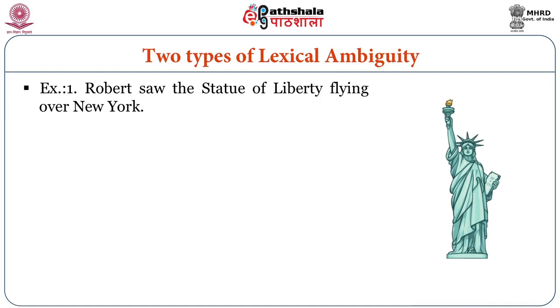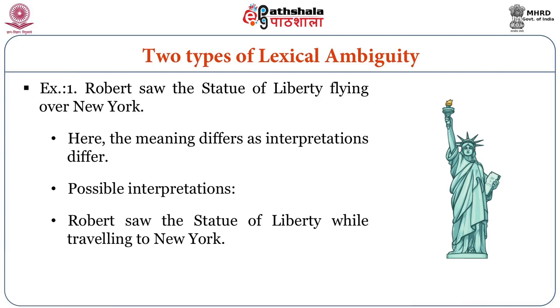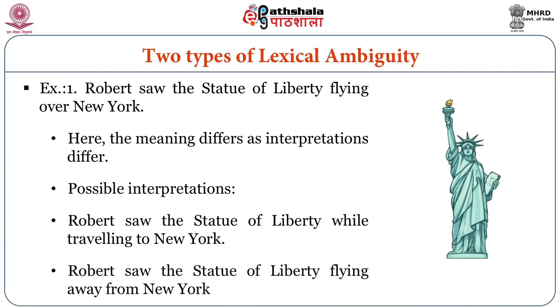Some examples of a structural ambiguity. Robert saw the Statue of Liberty flying over New York. Here the meaning differs as interpretations differ. Possible interpretations may be: Robert saw the Statue of Liberty while traveling to New York. Another one: Robert saw the Statue of Liberty flying away from New York.